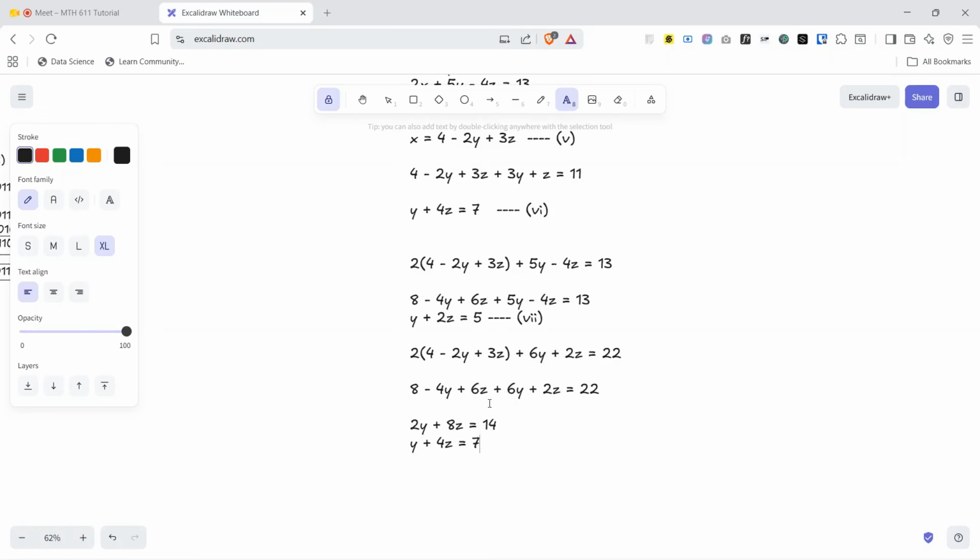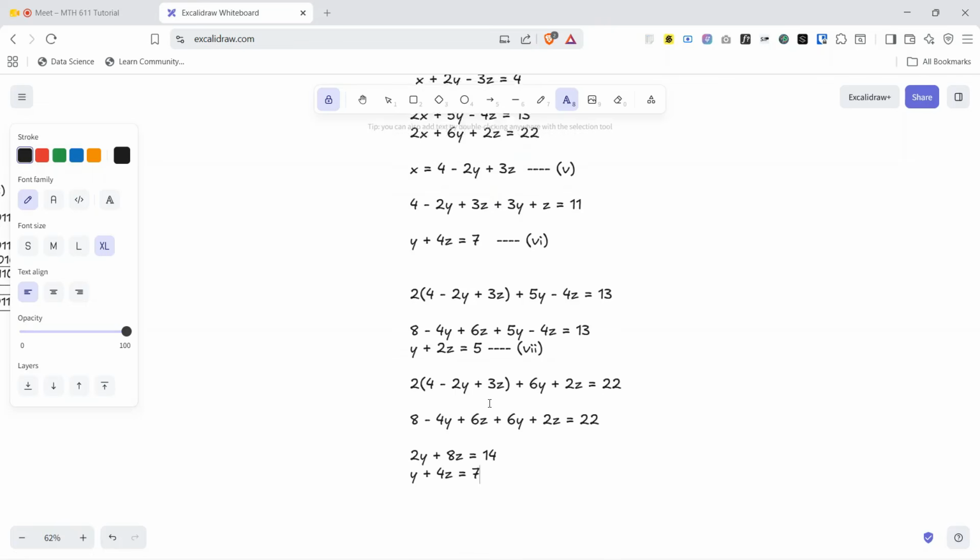So now we are going to solve this equation. We are going to solve equation 1.